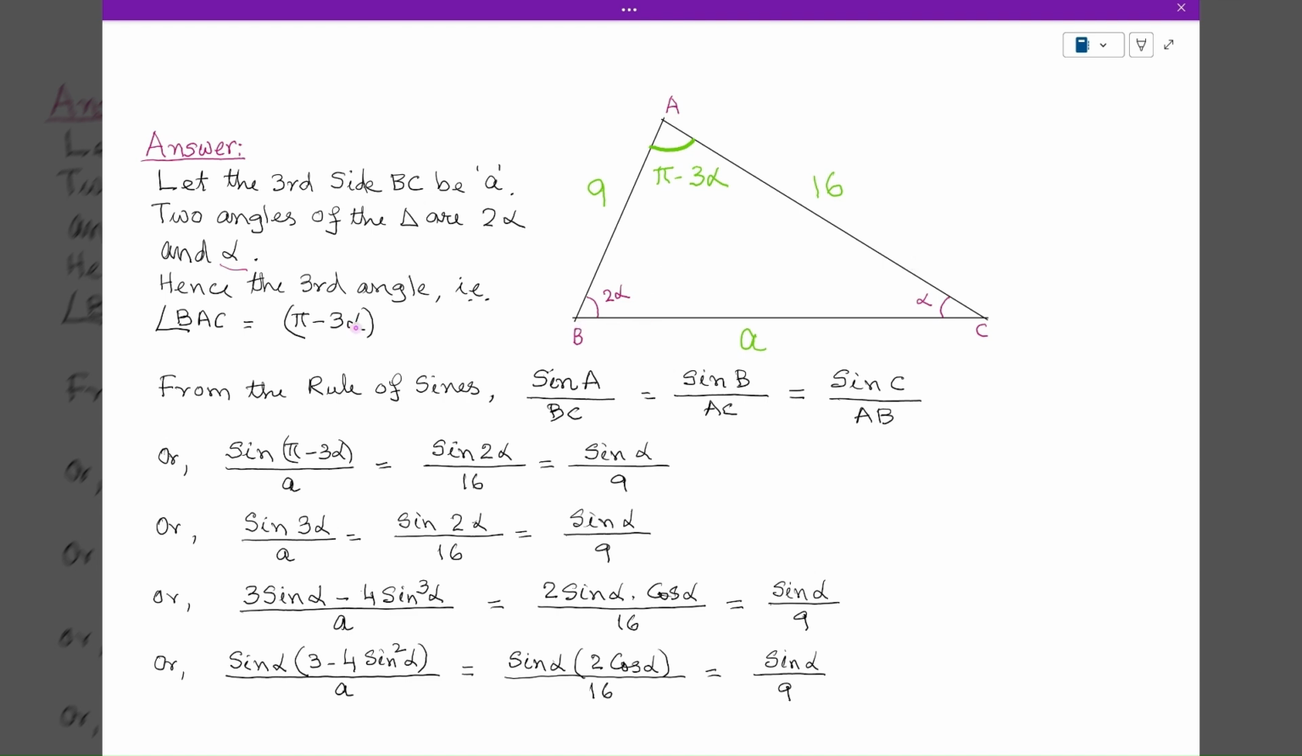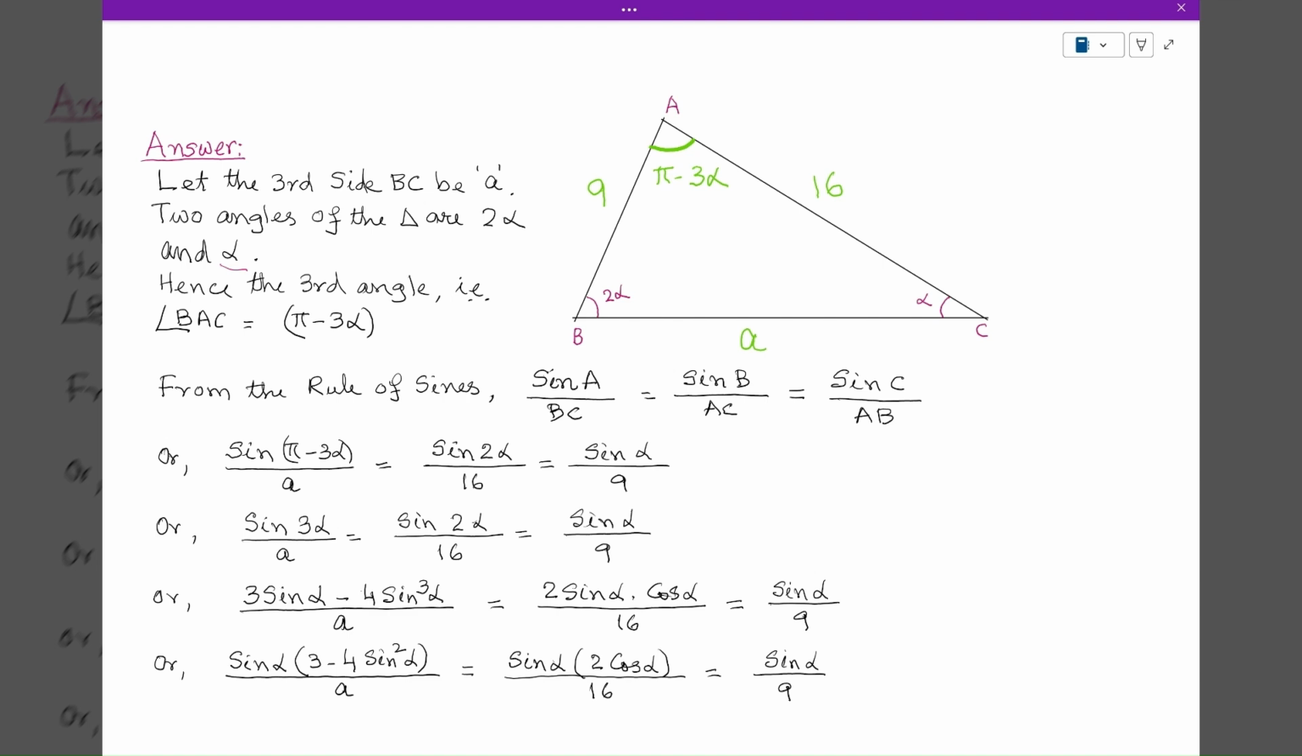Therefore, the third angle, that is angle BAC, is equal to pi minus 3 alpha. This angle has to be pi minus 3 alpha, because the sum of the three angles of any triangle is equal to pi.